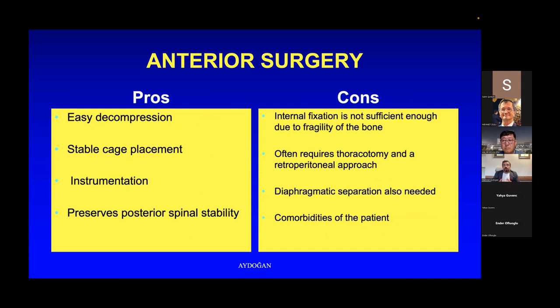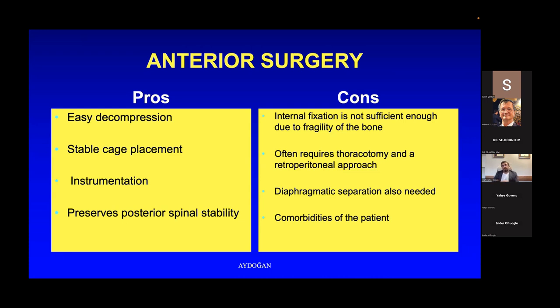So let's look at the pros and cons of every surgical approach. Anterior surgery: easy decompression, because the compression and impression to the spinal cord comes from ventrally, most of the time. Then we can decompress the spinal cord easily during the anterior approach. The stable cage placement can be done easily also. And instrumentation, we can do instrumentation anteriorly. It's weak, accept it's weak, but we can do. And by doing anterior surgery, we can preserve posterior spinal stability.